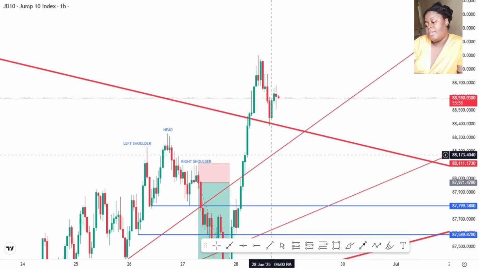So yeah, that's how I got the setup. That's how I got the entry, and those were my target areas.